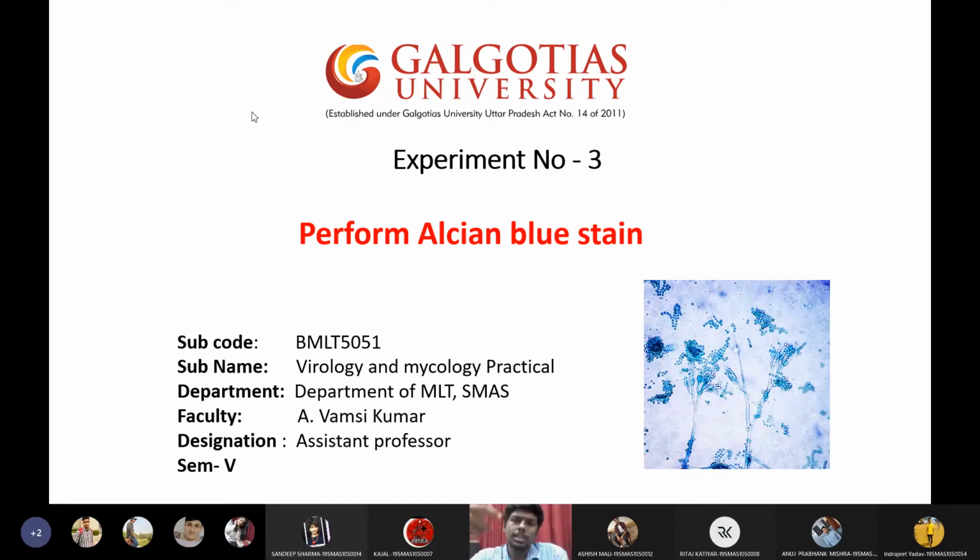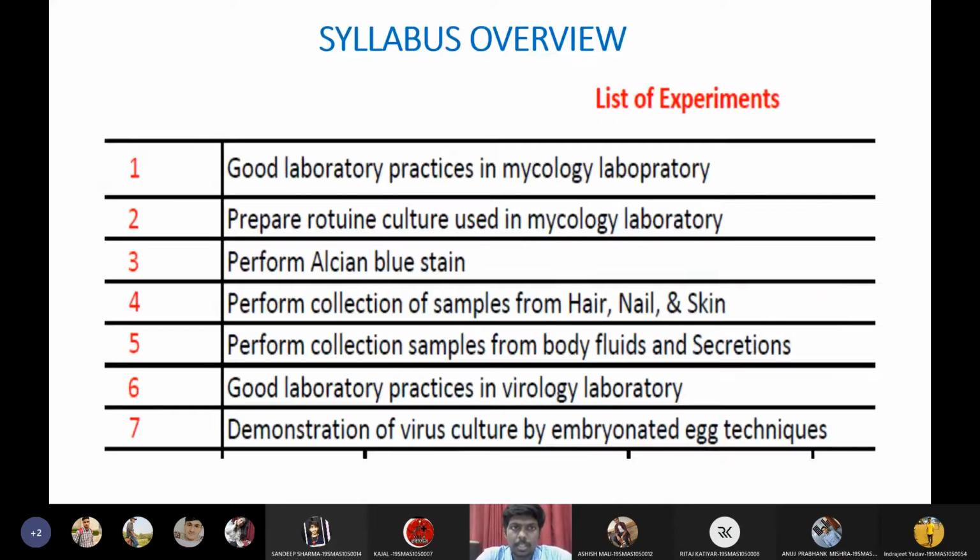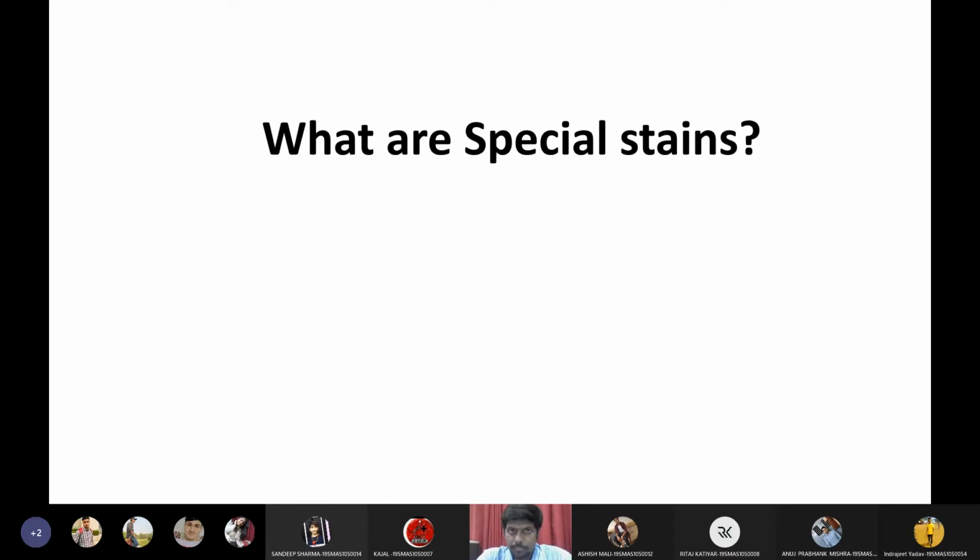Why can't we visualize the mucopolysaccharide part of the cell? To stain the mucopolysaccharide, we have the Alcian blue stain. This Alcian blue stain will specifically stain the mucopolysaccharide layer of Cryptococcus neoformans, so the capsule can be stained with the help of this Alcian blue stain. Okay, so this is our third experiment.